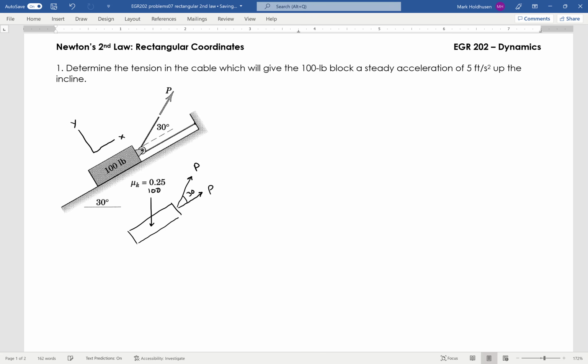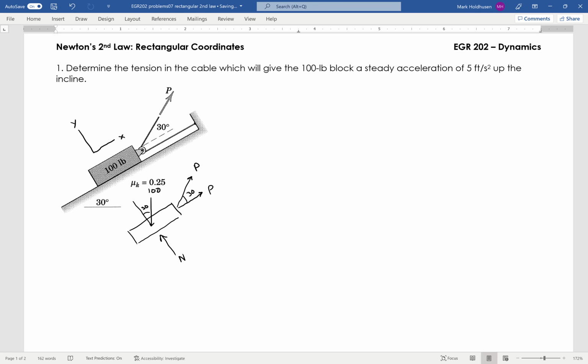And I always set up my coordinates based on the acceleration. Okay, and I know my acceleration is going to be straight up that incline, so I'm going to set my x-axis straight up the incline, so only having an acceleration in the x direction. There will be no acceleration in the y direction. So because of that, I need to recognize that that 100-pound weight is 30 degrees off of my angled y-axis that I have there. I then have a normal force, okay?